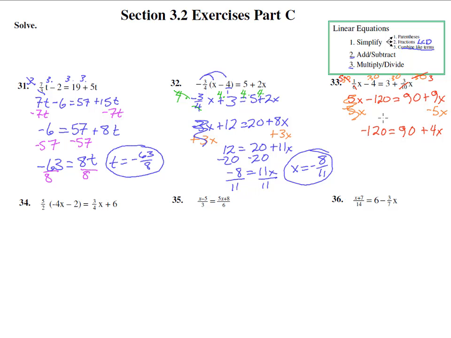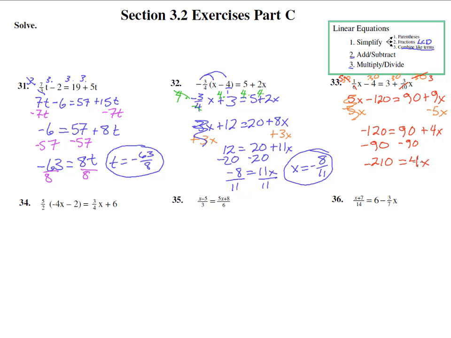Good. Now we're down here. It's simplified. That's simplicity right there. Now we're going to take care of the addition and subtraction. So subtract 90 from both sides. Now this is negative 120 minus 90, which is negative 210 equals 4x.